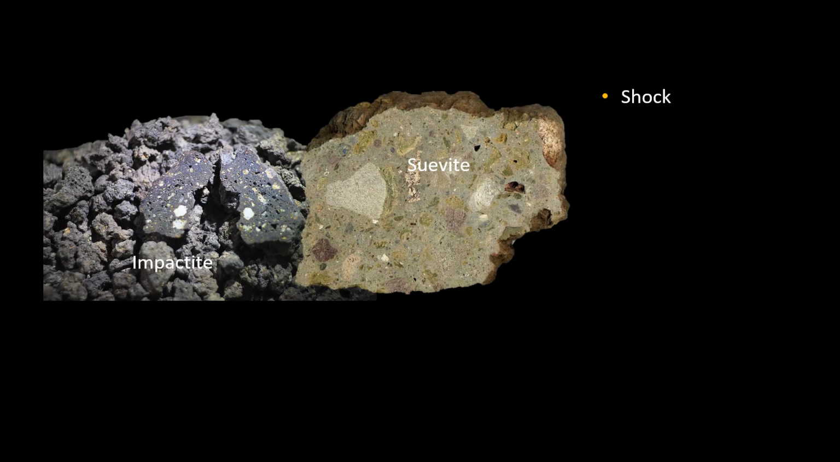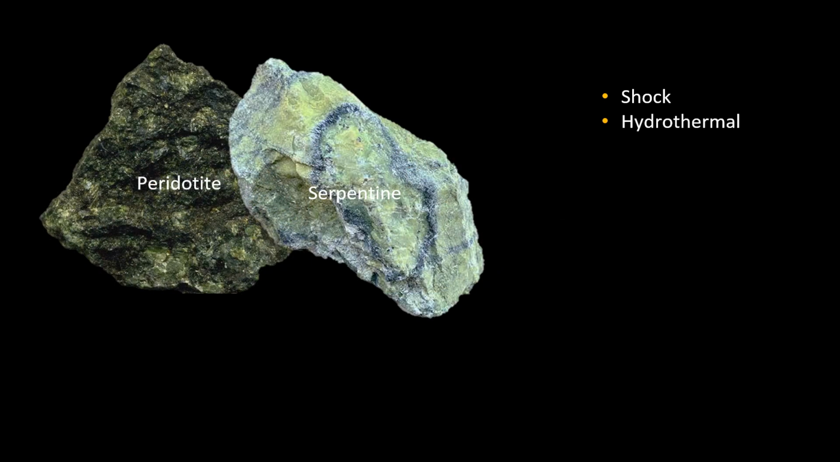There are other examples of metamorphism, for instance shock metamorphism caused by the extreme forces of a meteorite impact, or hydrothermal metamorphism in which water with dissolved ions can change a rock's internal chemistry, for example serpentine from peridotite. Here are a few examples of metamorphic rocks and how they are classified.